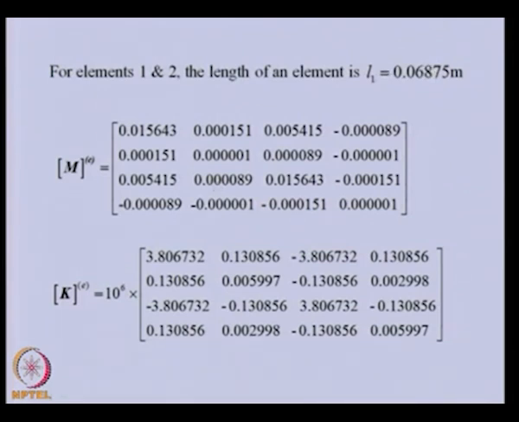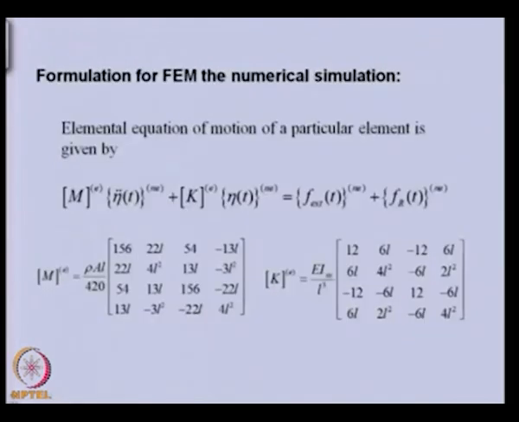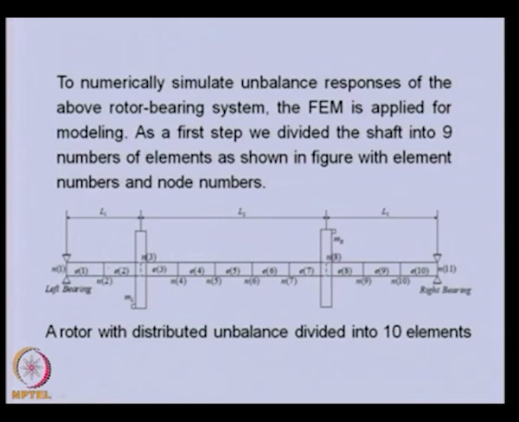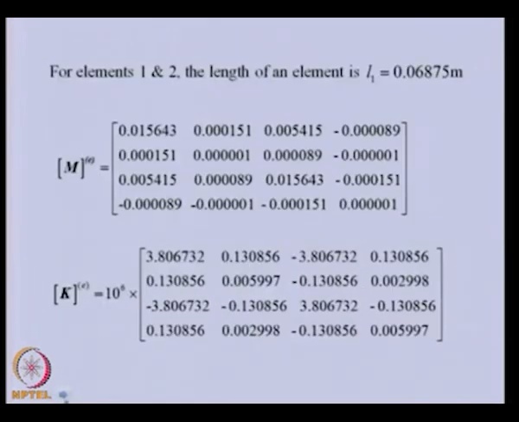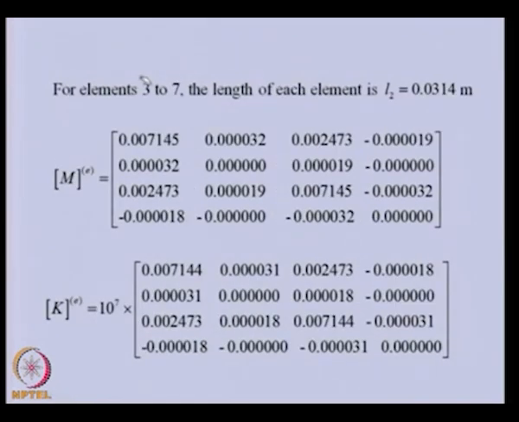So, that can be used to obtain the mass and stiffness matrix for element 1 and 2 of the shaft. So, element 1 and 2 mass and stiffness matrices are like this. Now, from element 3 to 7, that is between two discs, the element has this length, and the mass and stiffness matrix will be like this. These correspond only to the shaft, and in this we have not considered the inertia; they are 0.